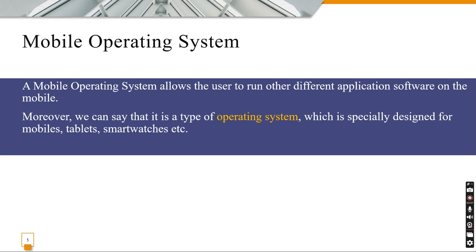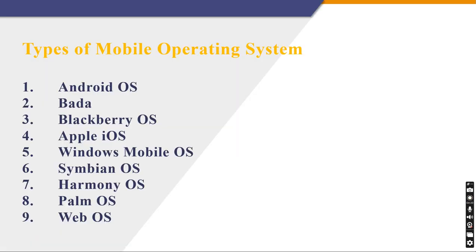It is a type of operating system which is specifically designed for mobiles, tablets, and smartwatches. As you know, we use smartwatches, tablets, mobiles, and gadgets in our daily lives. In all these gadgets, we can see a mobile operating system is present. Let's see further detail.